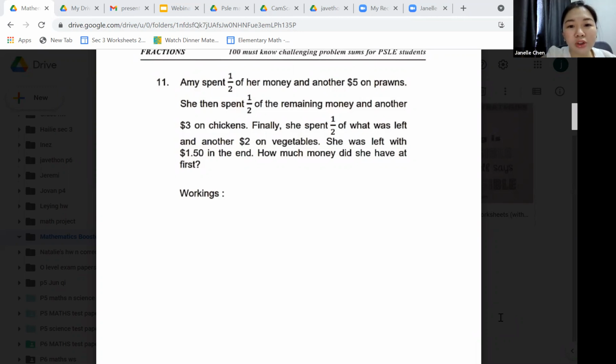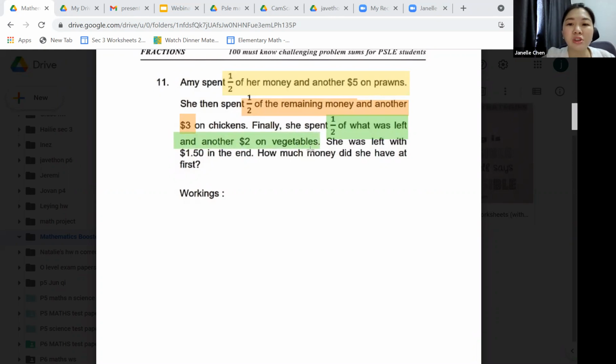If you look at the question, there's a lot of things that is given. Some students will get frightened after they see so much information given, and then that's fraction. The first part tells me that half of the money and $5 is spent on the prawn. So basically half of the amount plus $5 is on prawn. The next one is the remaining money: half of the remaining money and another $3 on chicken. And the third one, they say she spent one half of the money again and another $2 on vegetable.